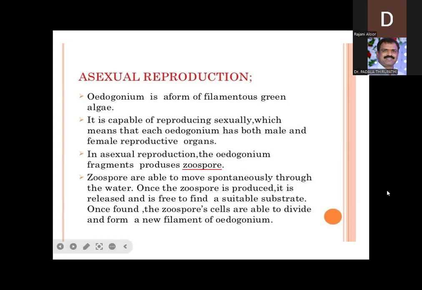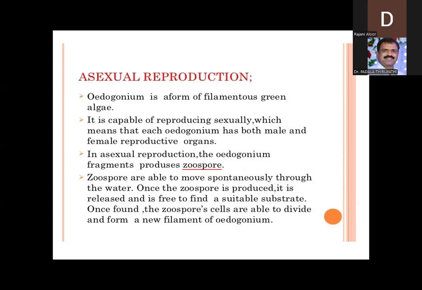Asexual reproduction is to produce zoospores. What is that? Zoospores or zoosporangia, and a single zoospore is produced per zoosporangium. Here a ring of short flagella is found at the base of the zoosporangium. This is a colorless beak-like anterior end of the zoospore. The zoospore is released from the zoosporangium and swims in water. It reaches a suitable substratum.